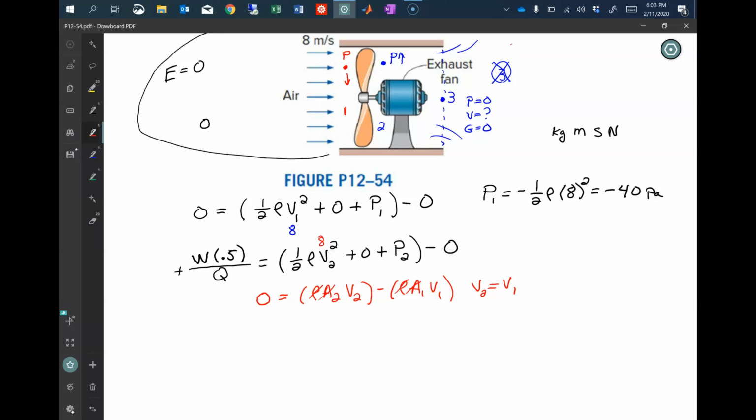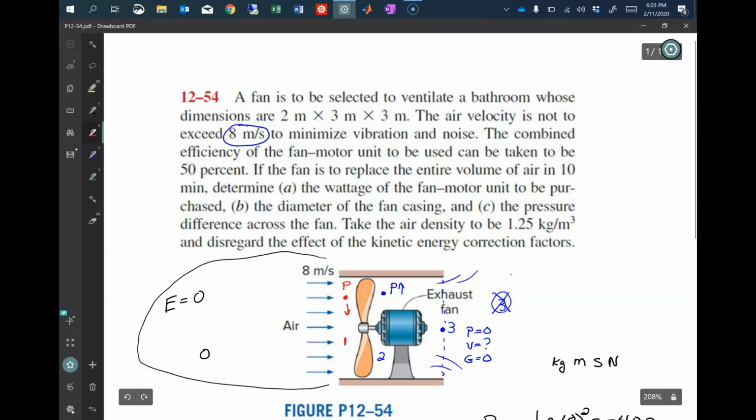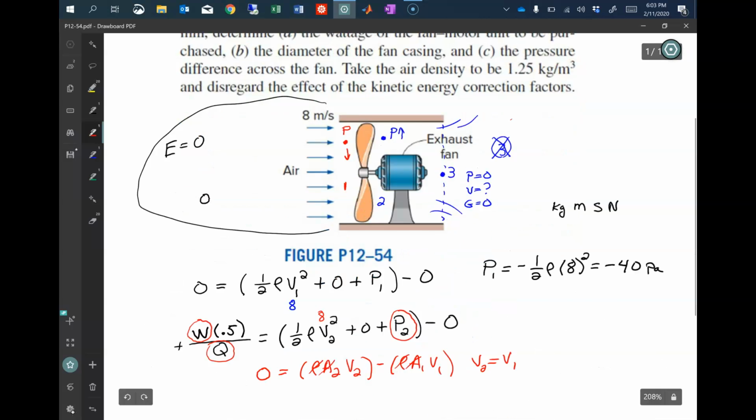Now this guy has 2 unknowns. It has the W, the wattage. It also has P2. And I guess if you count it, you also have this one. But I can find the volume flow rate because they tell me the volume of the room, and they want it to evacuate that in 10 minutes. So what I can do is calculate the volume flow rate.